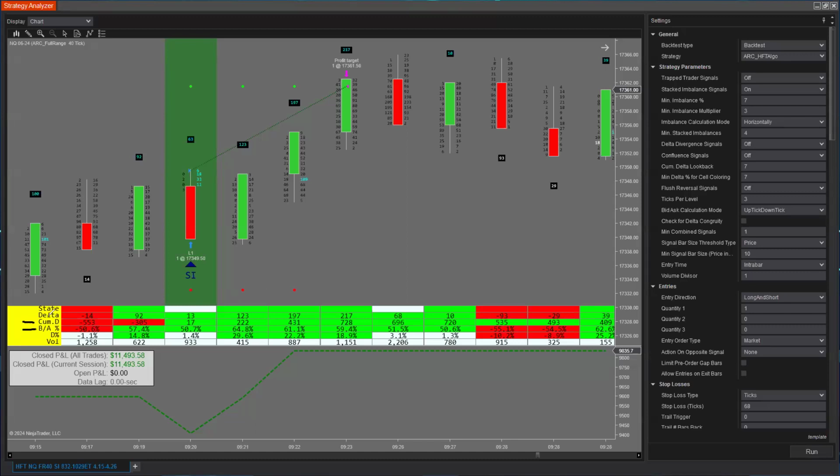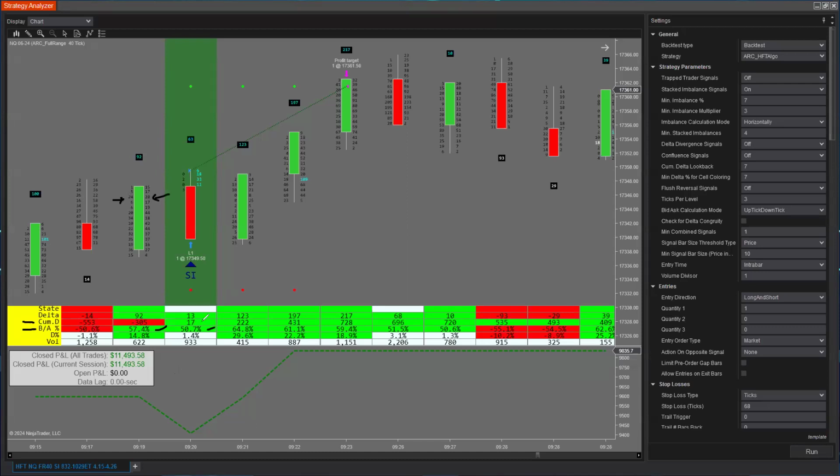Then we go into bid ask percent. What this is doing now is taking the percent difference between the bids and the ask. That's what's going on here. That's the simplified version. If it's above 50, it's going to show like this, and it's going to be green.